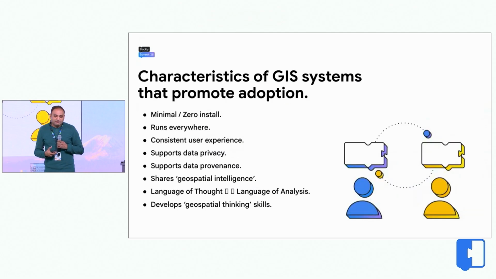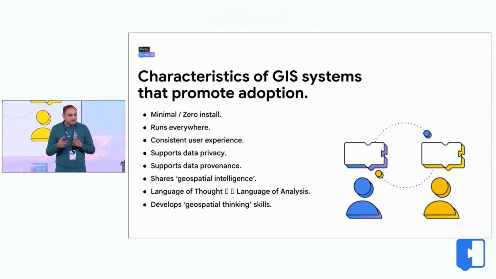Now, as I was researching what non-GIS users would need to use geospatial analysis, there were some obvious and key trends that I saw. One of the main requirements is that these GIS systems need to have zero or minimal installation to get started. Also, these systems need to run everywhere, irrespective of their operating system and device type. Also, many times geospatial data has PII or sensitive data in it, so users want strong data privacy controls. Also, users want a consistent user experience.